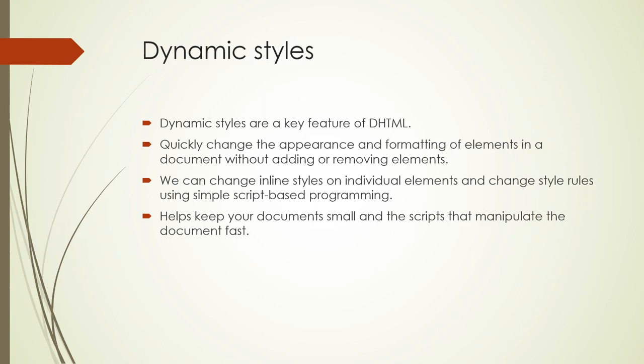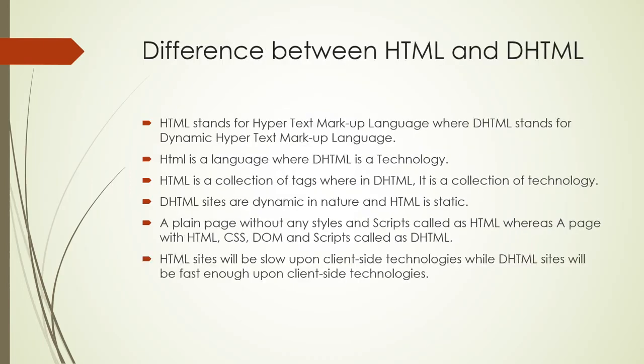Dynamic style is a key feature of DHTML. So you can quickly change formatting, like adding or removing elements in your page, using different styles. You may add individual elements, change the style, and script helper documents, which means you are adding some document and script and manipulating that document in a fast way. So you are using various links. These are all used in DHTML.